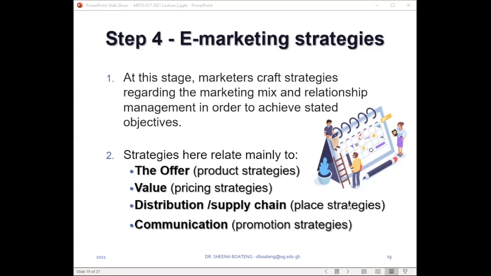And like I said, the additional 3 Ps that we have, being people, processes, and physical evidence, still come into play. Because even though we are operating online with a faceless medium, there are always people on the back end making sure that things run smoothly. From those who run the websites to those who manage the physical distribution of the product, right from the warehouse to the final consumer, among others, right?